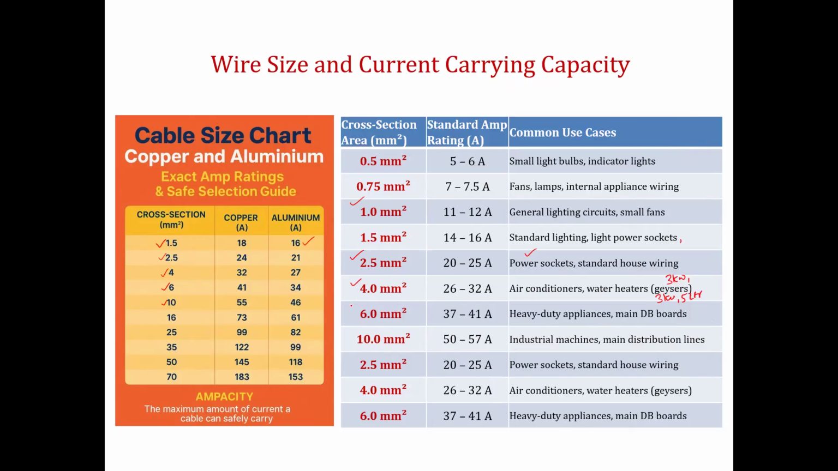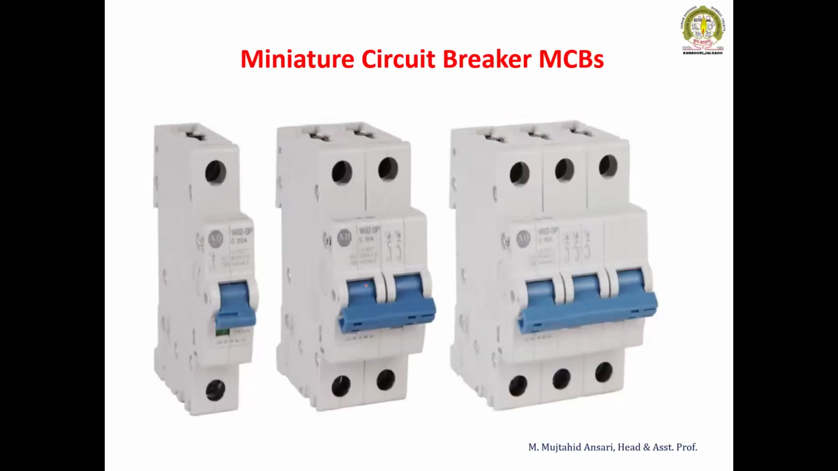Generally, we look at 6 square mm and 4 square mm wire in the rooftop power plant, where we are going to install 5 kilowatt or 3 kilowatts. So 10 square mm we are using for the industrial machines and so on. These are some standard wires, but for house wiring and commercial buildings, we generally use 1, 1.5, 2.5, 4 square mm in all applications.